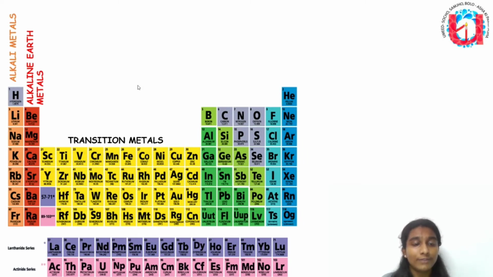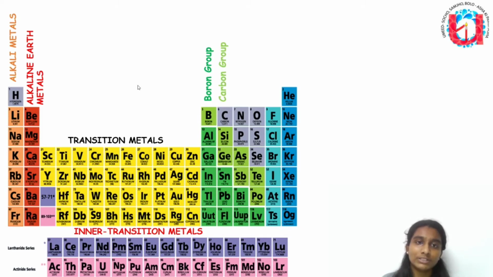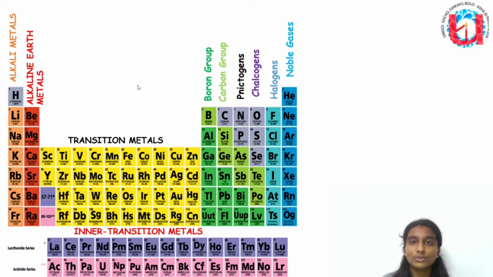And from the transition elements comes the inner transition elements, which are of two series, that is the lanthanide series and the actinide series. The boron group is called the boron group itself, and the one with carbon is called the carbon group, and the one with nitrogen is called the pnictogens, and the one with oxygen is called the chalcogens, and the one with fluorine is called the halogens, and the last group is called the noble gases.